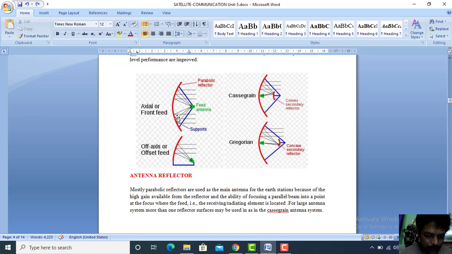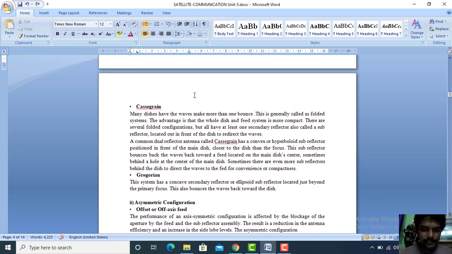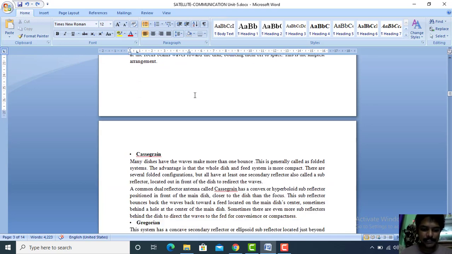This goes to the red line shown, which is your parabolic reflector. It takes the signals, and those signals are bounced to the other sides, in all directions, into space. So this is how the primary feed takes place.